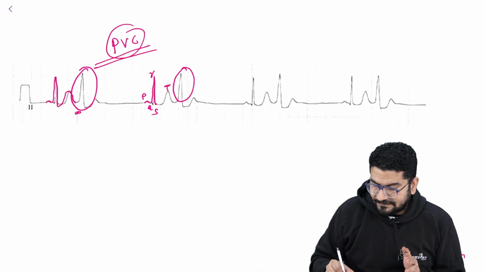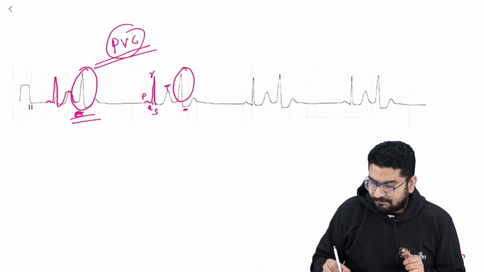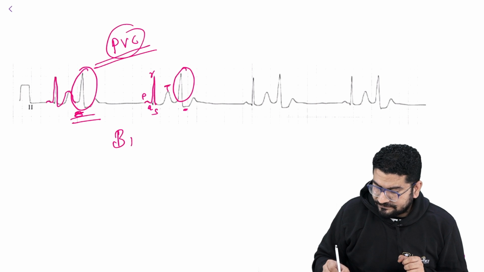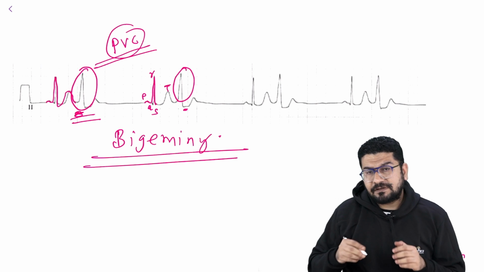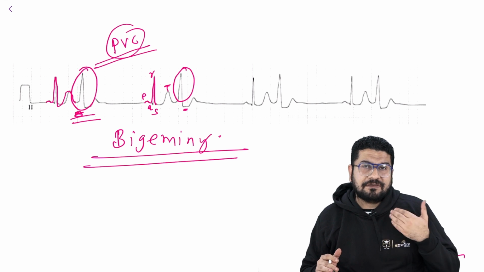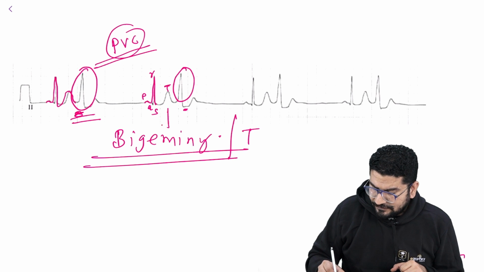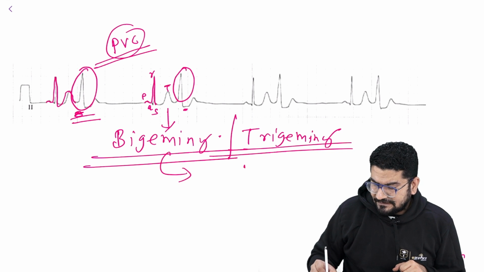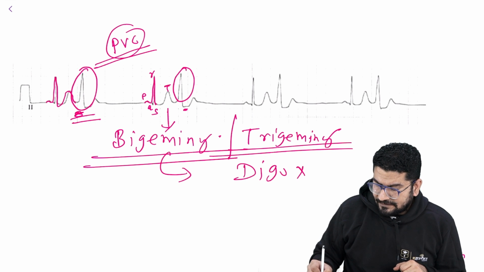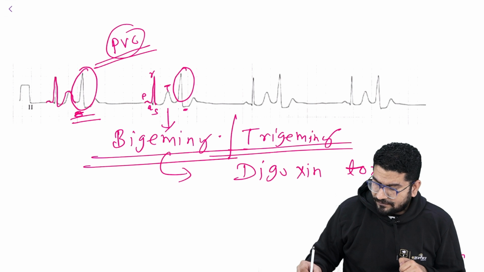When you see every second rhythm is ectopic, that is called bigeminy rhythm, or bigemini. If you see every third rhythm as a premature ventricular contraction, that is called trigeminy. In this ECG you can see bigeminy rhythm. Remember, bigeminy and trigeminy are nothing but premature ventricular contractions, and these are seen due to the side effect of digoxin toxicity.